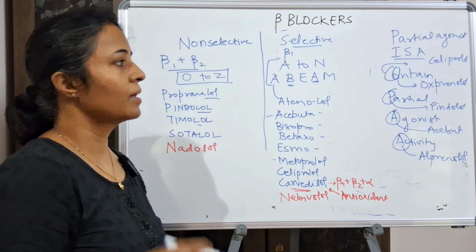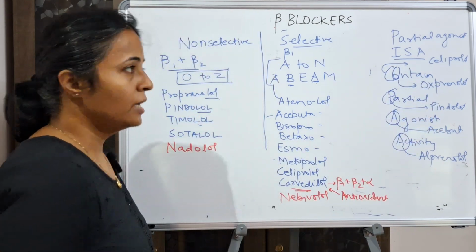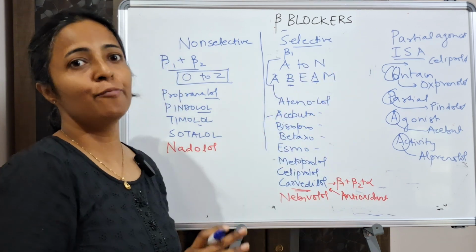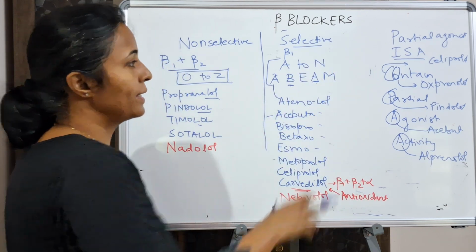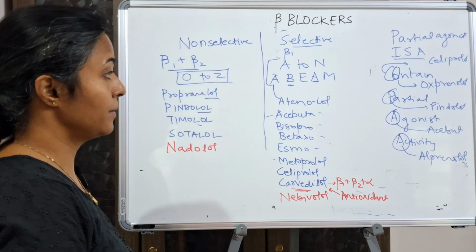Yes, they are blocking and they are stimulating as well. So they are given in patients who are prone to excessive bradycardia, right? So that's why we need to remember beta blockers with partial agonist activity.